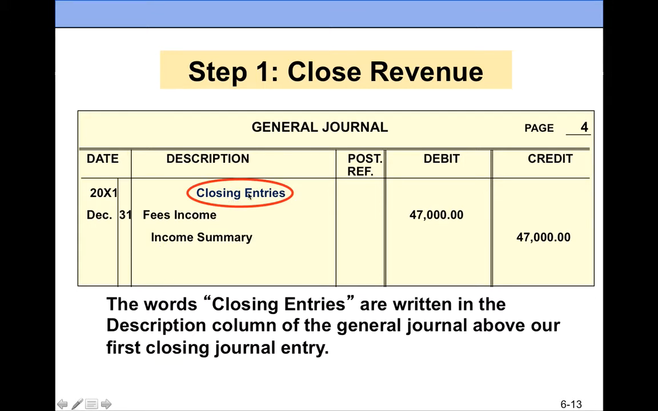And since you write closing entries at the top, you do not need to write descriptions because these are also internal transactions, just like adjusting entries were internal, meaning they are happening within the company. We're taking care of our records. There are no source documents to refer to.